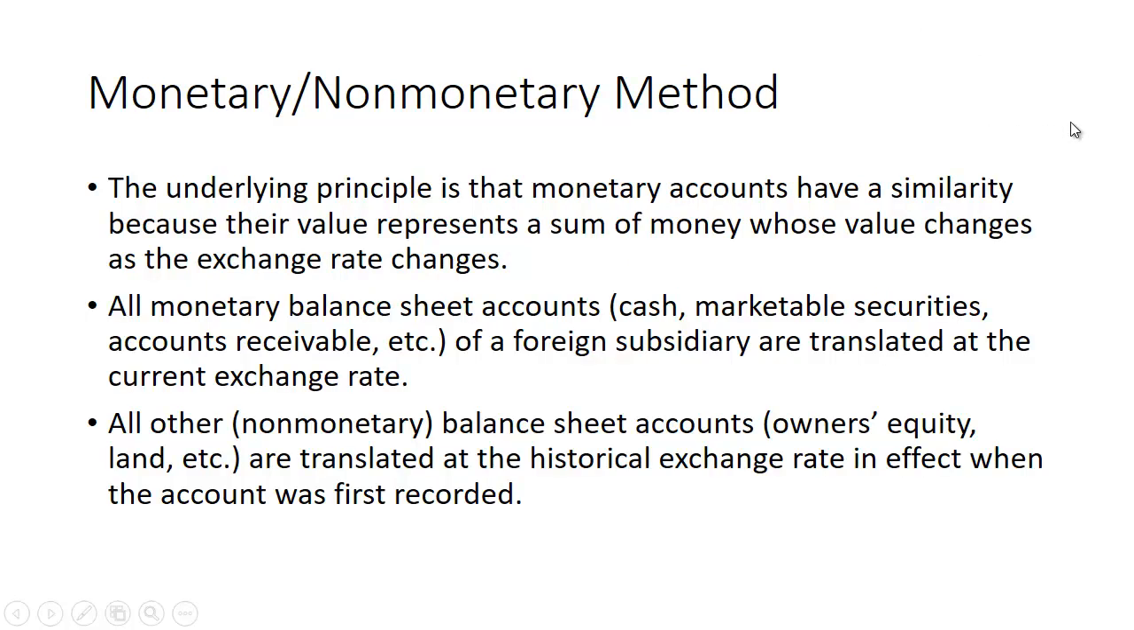There's also the monetary non-monetary method. And the underlying principle is that monetary accounts have a similarity because their value represents a sum of money whose value changes as the exchange rate changes. All monetary balance sheet accounts, cash, marketable securities, accounts receivable, etc., of a foreign subsidiary are translated at the current exchange rate. All other non-monetary balance sheet accounts, owner's equity, land, etc., are translated at the historical exchange rate in effect when the account was first recorded.